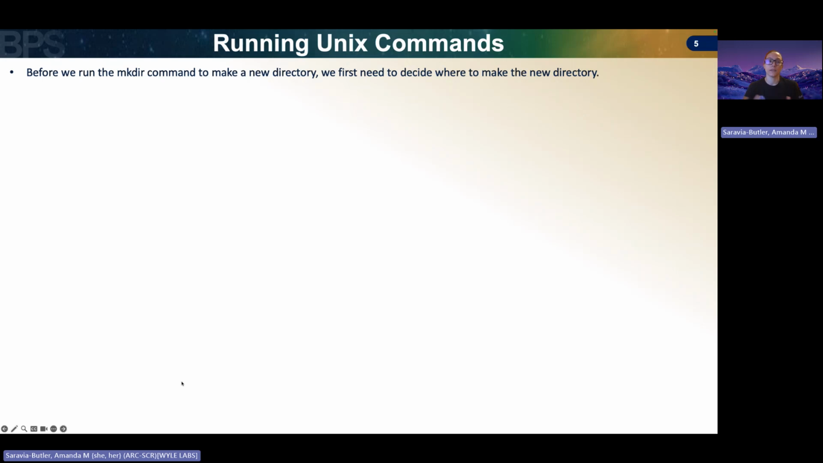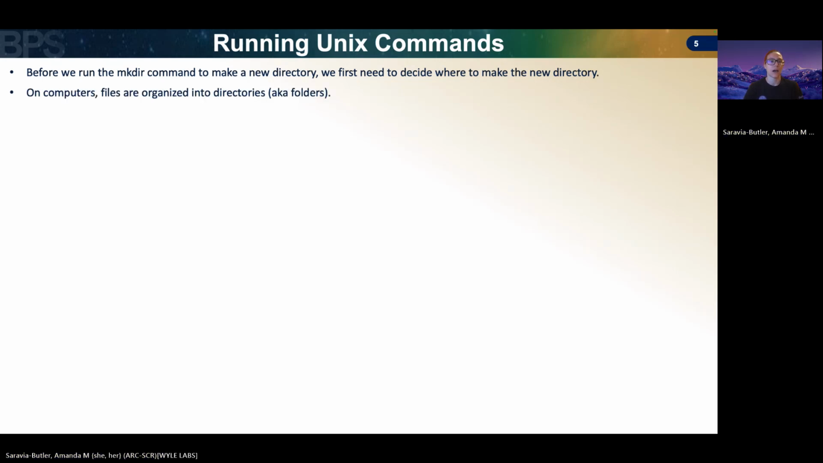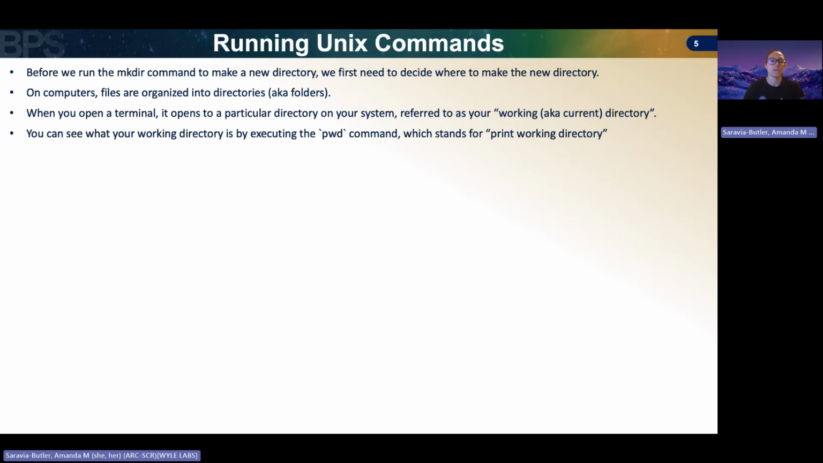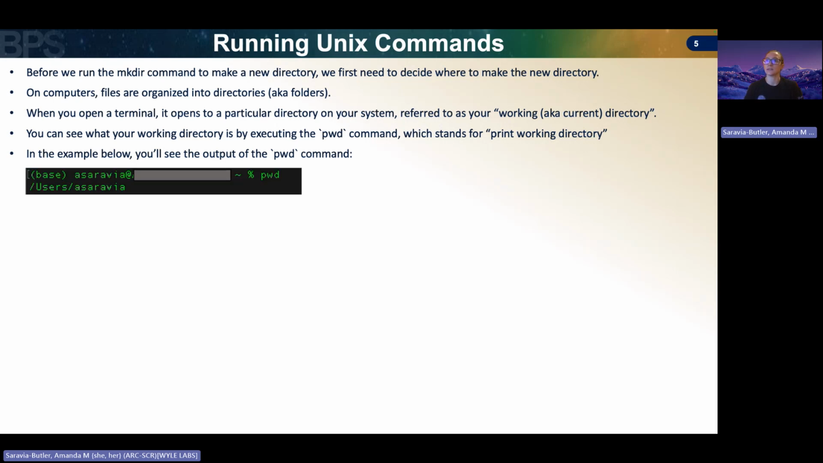Before we run the mkdir command to make a new directory, we first need to decide where to make the new directory. On computers, files are organized into directories or folders. And when you open a terminal, it's going to open to a specific directory on your system, which is referred to as your working or your current directory. You can see what your working directory is by executing another Unix command, pwd, which stands for print working directory. So in the example below, you'll see the output of that pwd command.